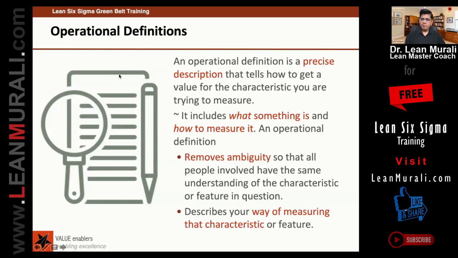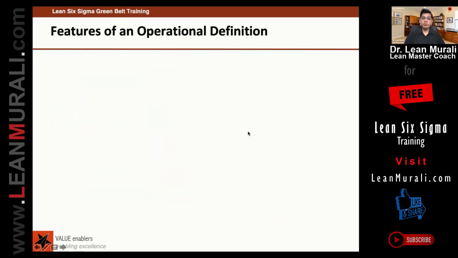So a characteristic can be anything. If you take pizza, for example, the characteristic may be the number of defects in the pizza or the late delivery of the pizza. You can talk about the softness of the pizza, the temperature of the pizza. Anything can be a characteristic. But you need to be very clear about what you have to measure.